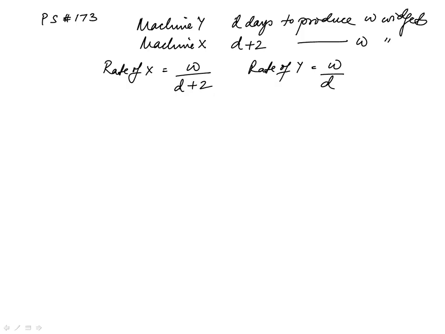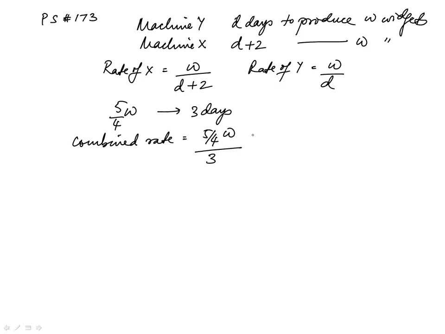And the question also tells us that their combined rate, which is if they were to work together, is 5/4 W widgets in 3 days, which means their combined rate is the number of widgets produced divided by the number of days. So it's going to be 5/12 of a W widgets per day. And the question is asking how many days would it take machine X alone to produce 2W widgets.